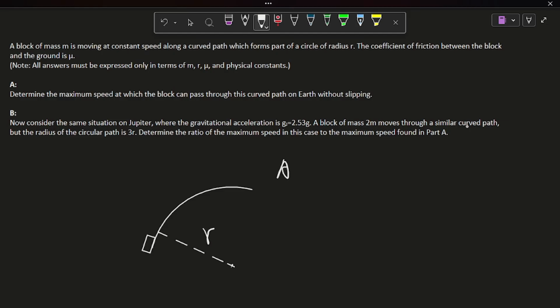So for part A, the most important part is to determine which force on the block is the centripetal force. So let's draw a free body diagram. Of course, there's a gravitational force that pulls it downward, right? Oh, by the way, this is a horizontal surface, so it's like you driving on the ground. And this is the normal force, and there is a frictional force.